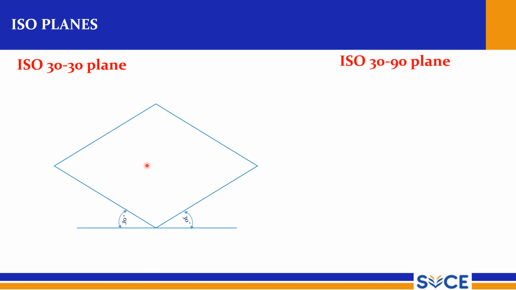Next one is the iso 30-90 plane, known as the iso vertical plane. As usual we take this line at 30 degrees, and one line should be drawn at 90 degrees. Here this line is at 90 degrees and this line is at 30 degrees, and this is known as the iso 30-90 plane. Here is the axis, and this is another plane, which is also called an iso vertical plane.